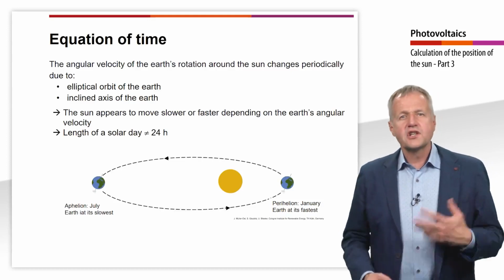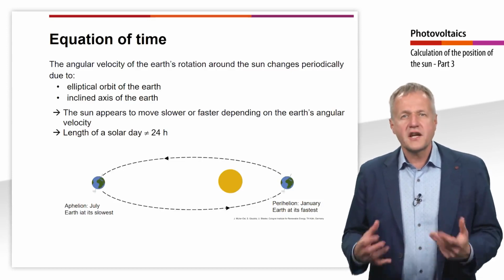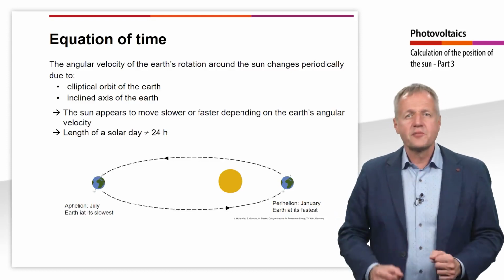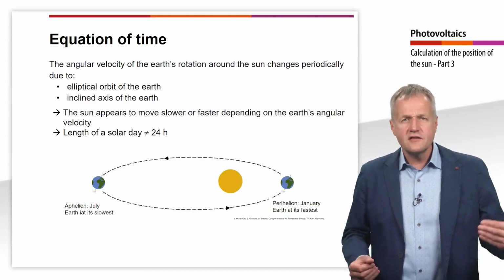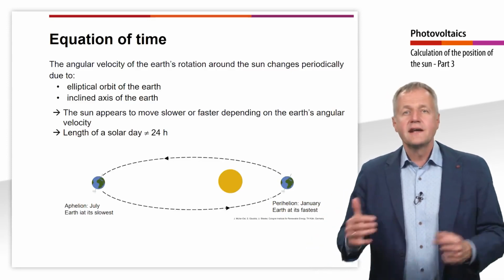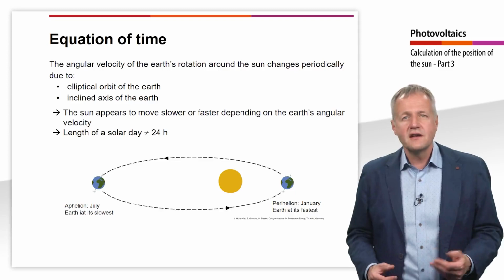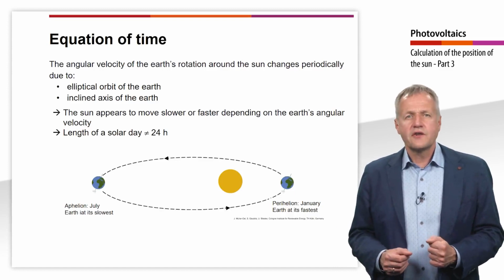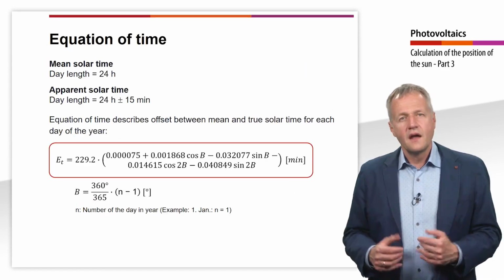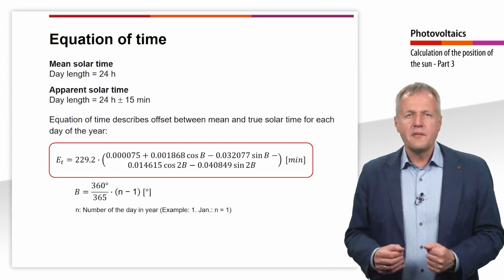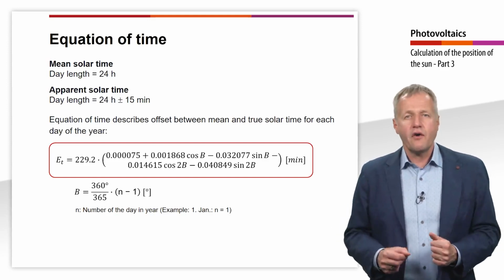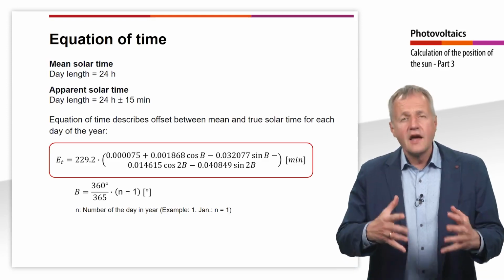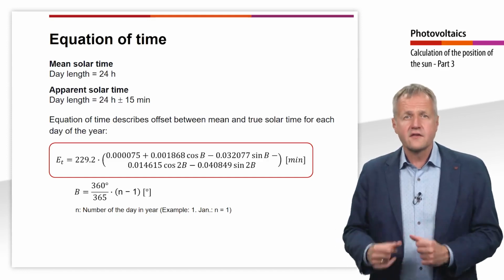The second fact, which influences the angular velocity of the Earth's rotation around the Sun, is its inclined axis with respect to the ecliptic. Hence, the Sun appears to move slower or faster depending on the Earth's angular velocity, and the length of a solar day is not equal to 24 hours. Nevertheless, the mean solar time during 1 year is indeed 24 hours. But the apparent solar time on a particular day varies plus/minus 15 minutes.